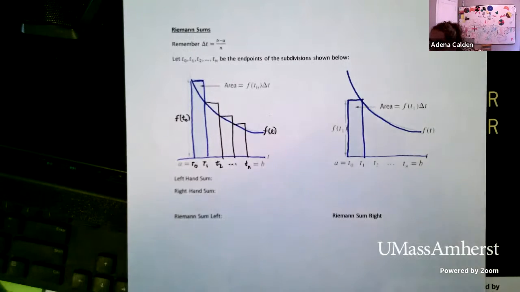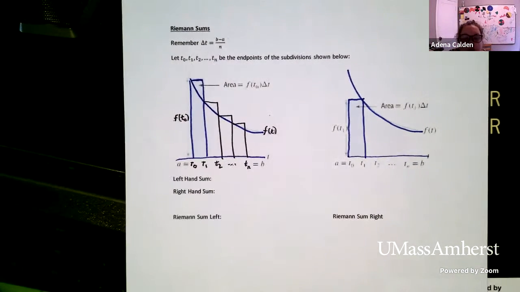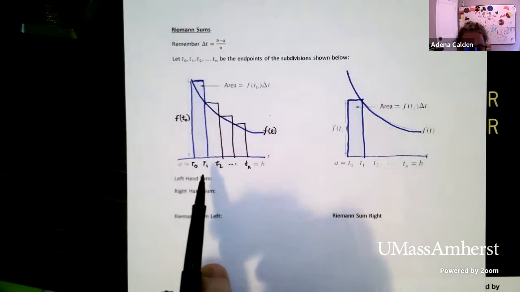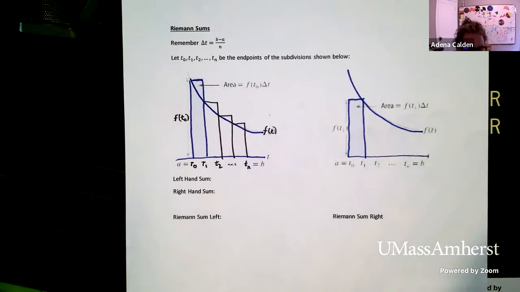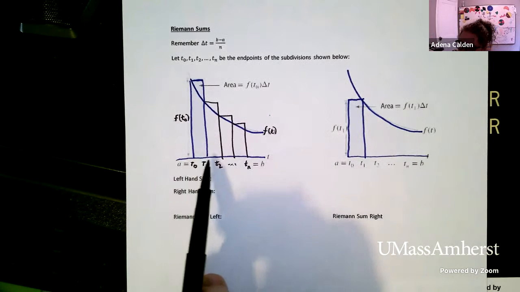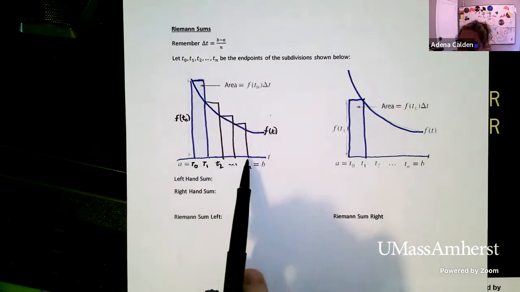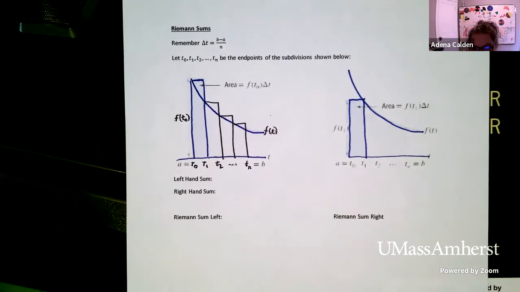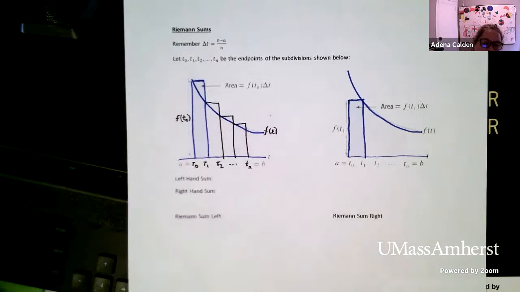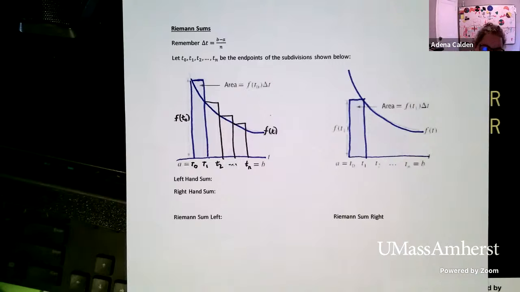So what do we need to remember to set these up, right? So the delta t we can find by doing b minus a divided by n. So those are the two endpoints divided by the number of rectangles we want to use. In order to set this up, we need a way to index our rectangles in general. So we're going to use t sub 0, t sub 1, t sub 2, t sub 3, t sub 4, right? Each point is going to be t sub something, where the last point is t sub n.